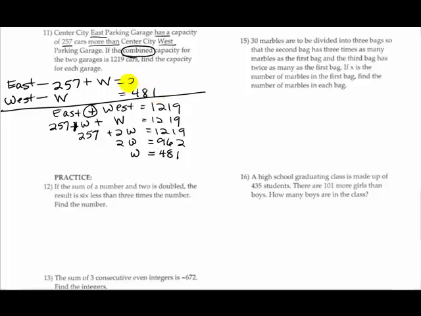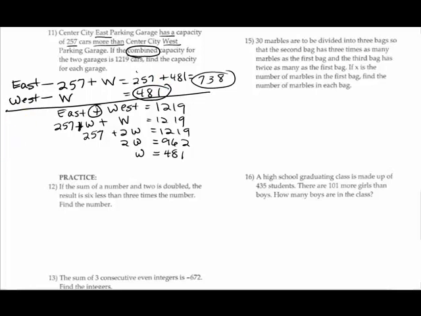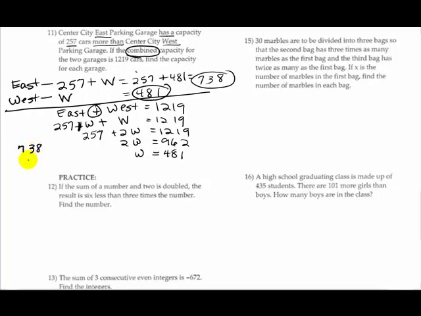Now we're going to take 257 and add it to the 481. That's going to give us 738, and then these two numbers, when you add them together, give us that 1219 that we needed. Okay?